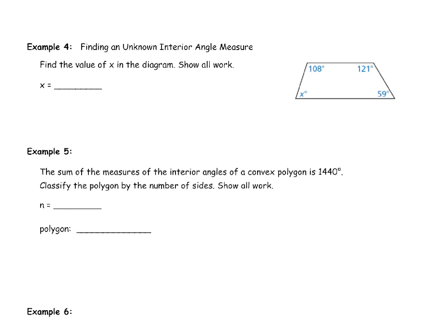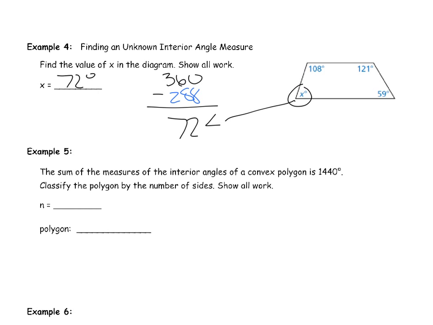So in order to figure this out, I'm going to add the 3 angles they did give us, and we're going to subtract that answer from 360 to find this last one. So 108 plus 121 plus 59. When I add those 3 up, I get 288. Now I just need to subtract that from 360. So 360 minus 288, and I'm left with 72. So this value here has to be 72 degrees because a quadrilateral's interior sum is 360.